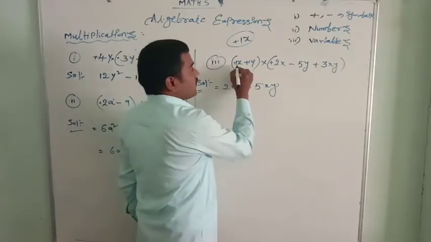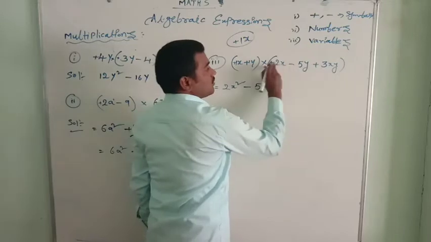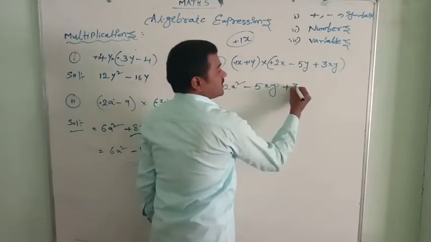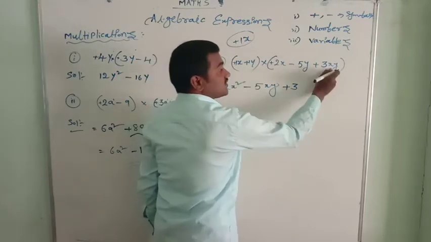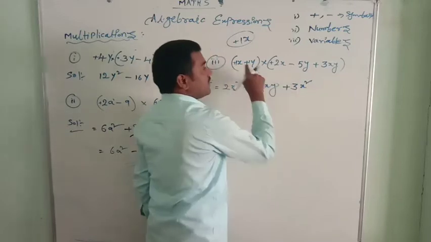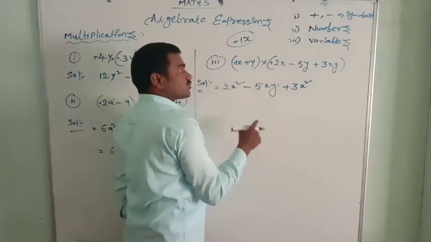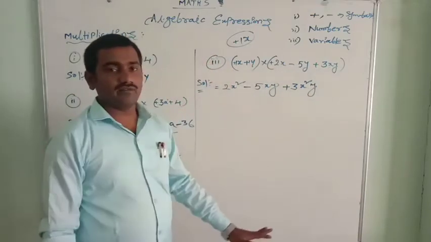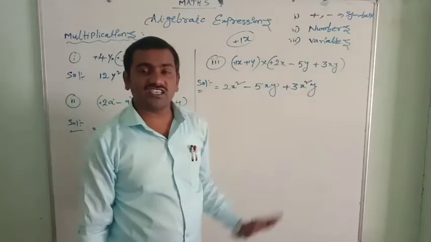So next we go for plus 1x into plus 3xy. Plus into plus is plus. 1 into 3 is 3. X into xy. Here x into x is x square. Here there is a power 1 and here also there is a power 1. So x square. Additionally there is a y here. So we write this. Finished. With the x we have completed 2x minus 5y plus 3xy.